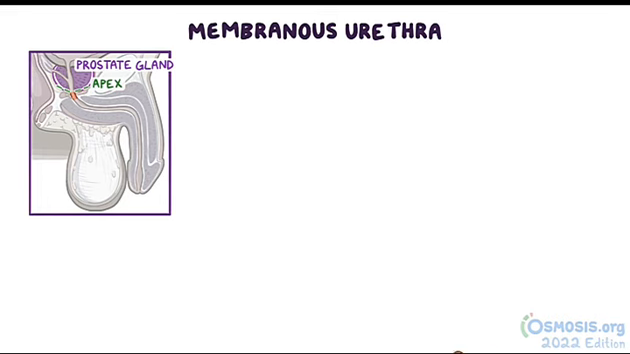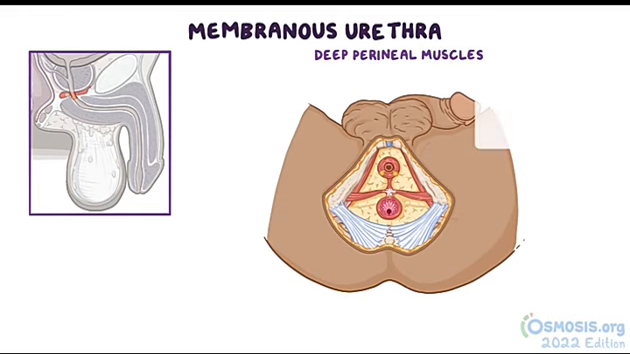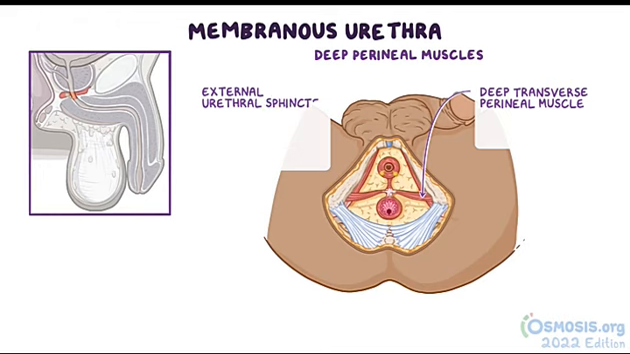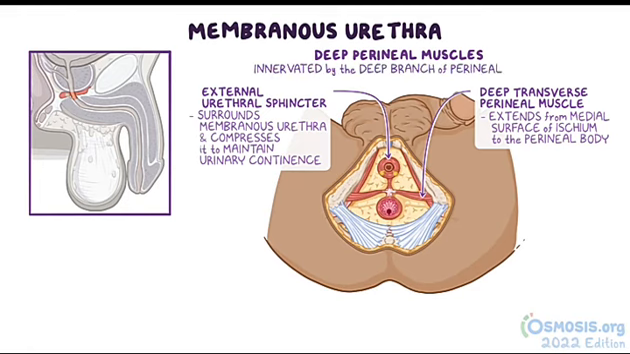Then it passes through the deep perineal pouch, which houses the deep perineal muscles, the deep transverse perineal muscles, and the external urethral sphincter. The deep transverse perineal muscle extends from the medial surface of the ischium to the perineal body. The external urethral sphincter is a circular muscle that surrounds the membranous part of the urethra and compresses it to maintain urinary continence. The deep perineal muscles are innervated by the deep branch of the perineal nerve.